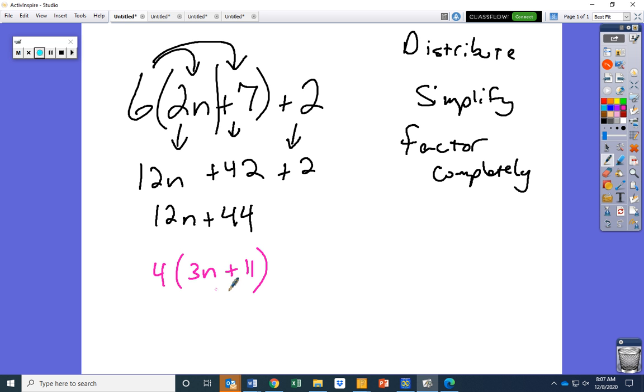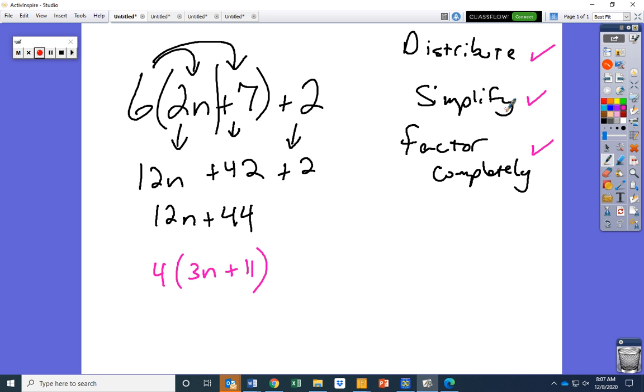Okay, well, we're going to look in these parentheses. What is the only factor that these two have in common? No, the 3 and then the 11 inside the parentheses. 1. And when I have the only common factor as 1, I have factored completely. Did we distribute? Did we simplify? Did we factor completely? Yes.